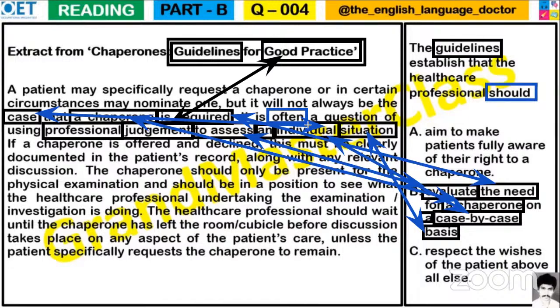Apply your logic, apply your common sense, apply brainstorming, apply the techniques. No need to read everything. If you're reading everything, you're spoiling and wasting your time. Common sense, guidelines. Guidelines means what to do, what not to do. Good practice means you should have sound judgment. That's it.